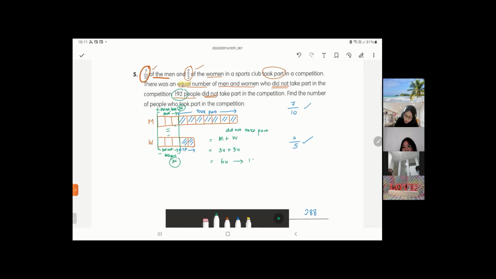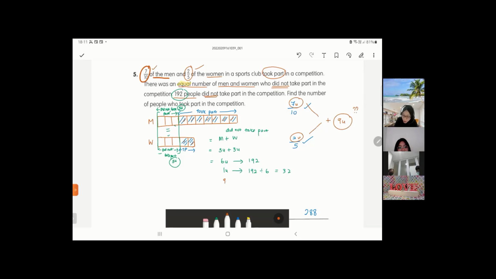This is 192. 1 unit is 192 divided by 6 equals 32. Okay. Find the number of people who took part in the competition. Now I want the people who took part. So what do I do? I count. 1, 2, 3, 4, 5, 6, 7, 8, 9. Or 7 units, 2 units. Put these 2 together, add, and you get your 9 units. This is what I want to find.